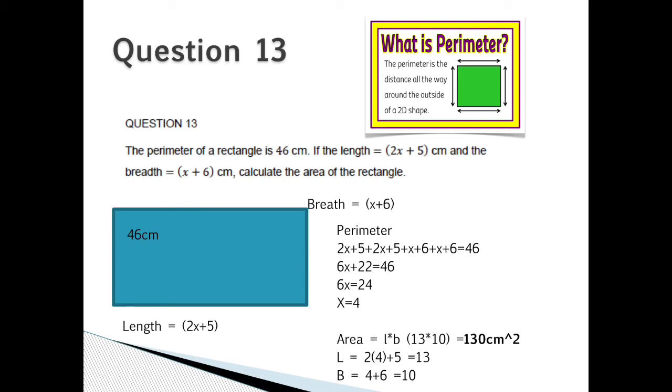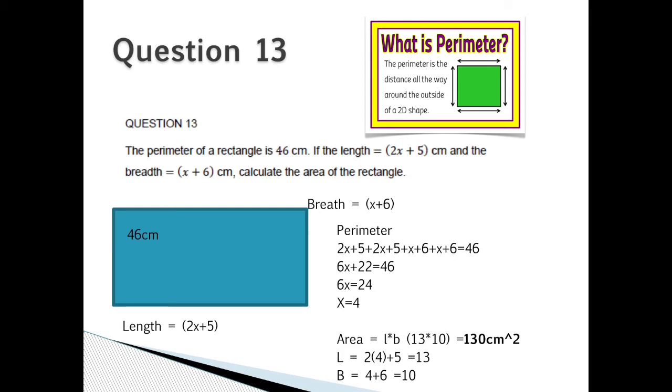If the perimeter of the rectangle is 46 centimeters and the length is 2x plus 5 and the breadth is x plus 6, to calculate the perimeter you will say 2x plus 5 plus 2x plus 5 plus x plus 6 plus x plus 6, which is equal to 46, and then you will solve for x. So 6x plus 22 is equal to 46. 6x is equal to 24. X is therefore equal to 4.